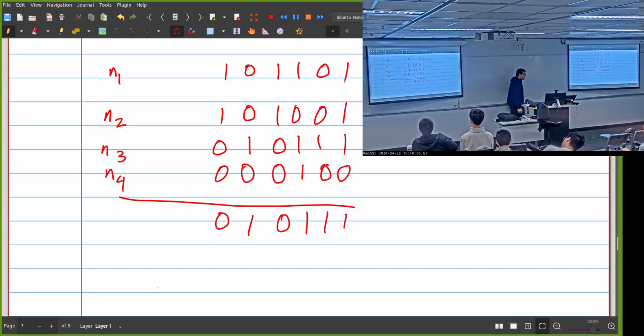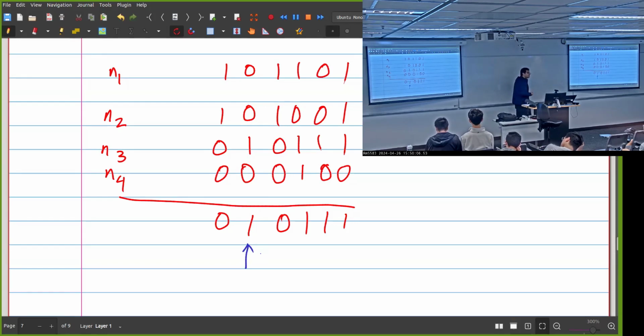So I claim that I can always find one of these numbers and reduce it such that the resulting XOR becomes 0. Okay, so here's the thing. I say that my XOR is not 0. So let's look at the largest power of 2 that actually appears in my XOR. Let's look at the leftmost bit of my XOR that is a 1. In this case, it would be this one. So I have a 1 at this position.